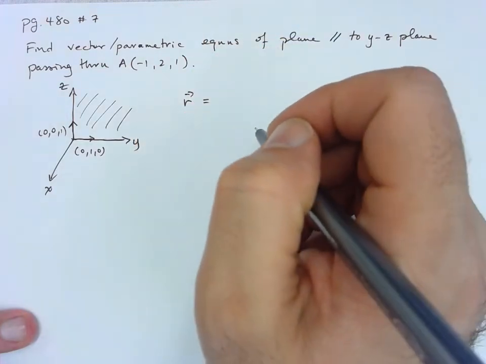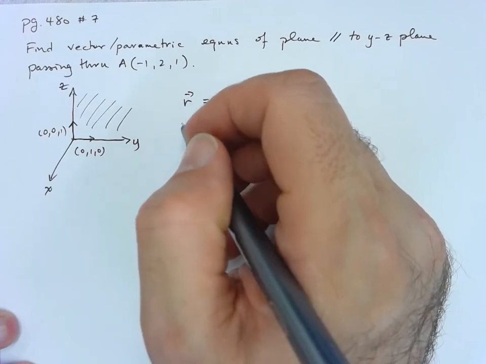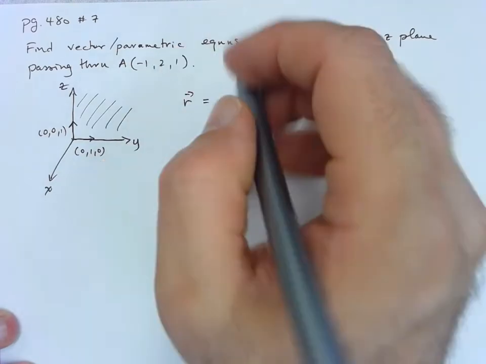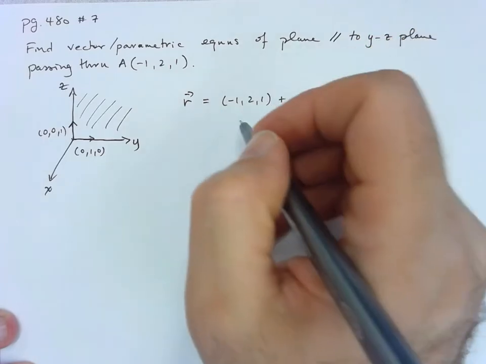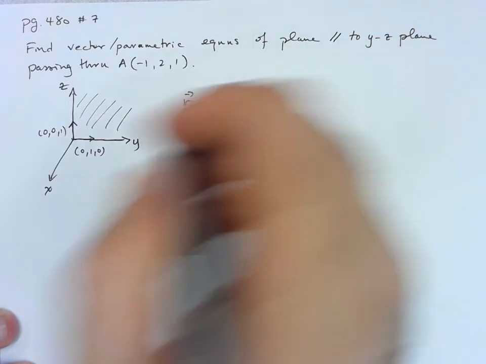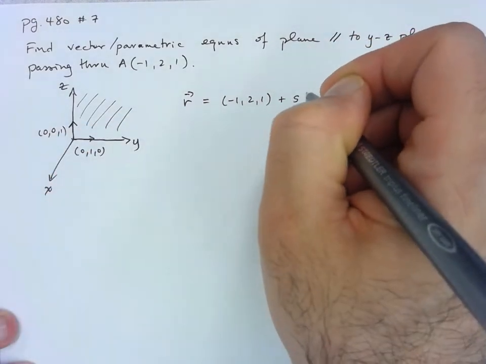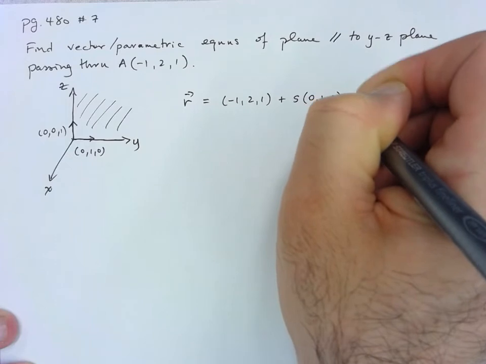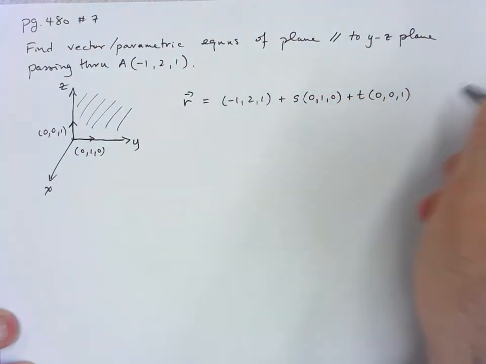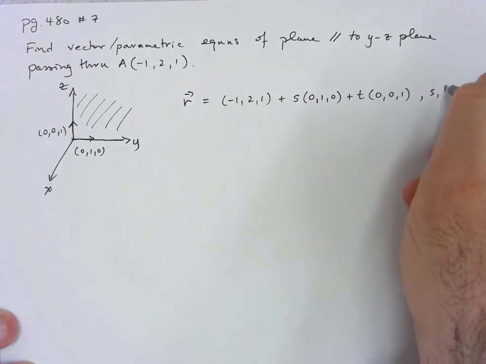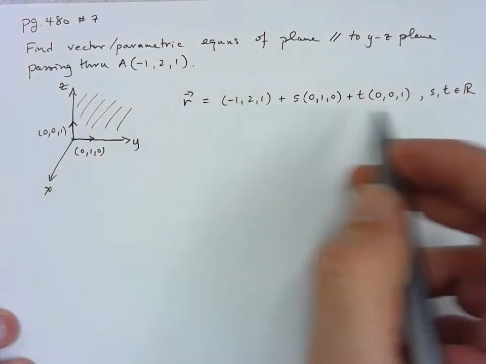Okay, so here the vector r from 0, 0, 0 to a point on the plane is given as the point -1, 2, 1. Technically the vector to that point, plus scalar multiples of the two direction vectors. So I'll say s times 0, 1, 0 plus t times 0, 0, 1. And of course s and t can take on all real values. Okay, so there's my vector equation.